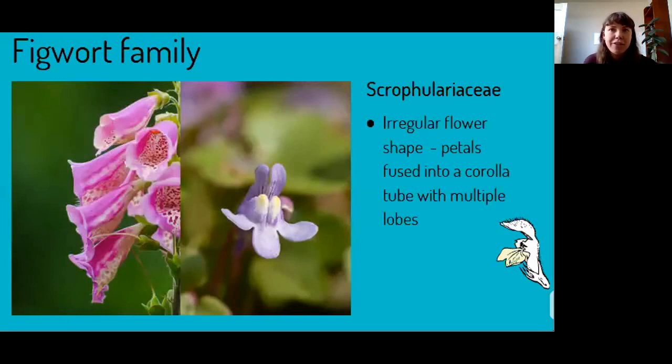Our next family is a bit of a tricky one, so it's the figwort family, and it includes flowers like toadflax and foxglove. And this family is one that can be confused with the dead nettles. It has very similar flowers that are irregular shaped. And you can see from these examples, the petals are fused into those corolla tubes with lip-like lobes and a bit of a hooded appearance.